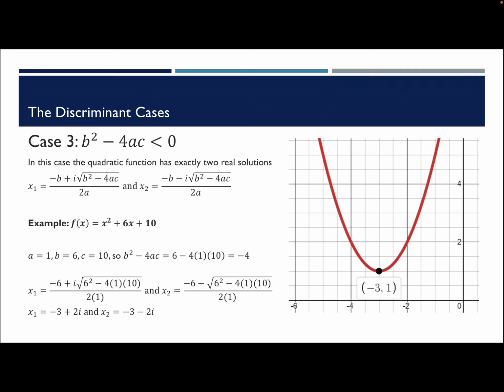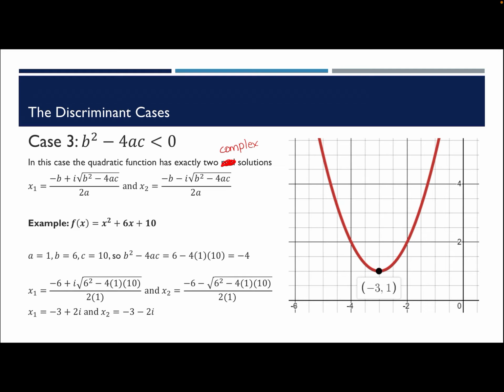The third case is when the discriminant is negative, and you're going to get two complex solutions.